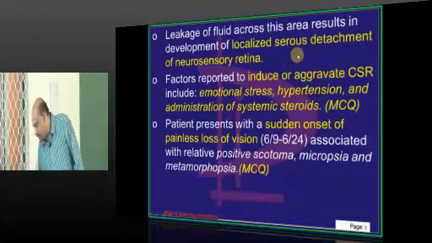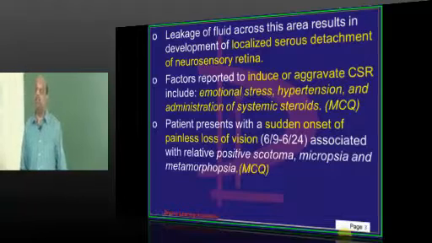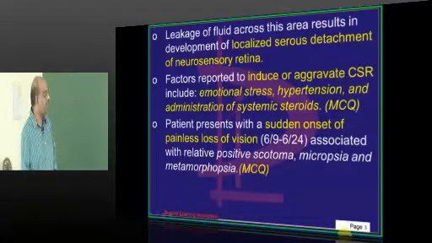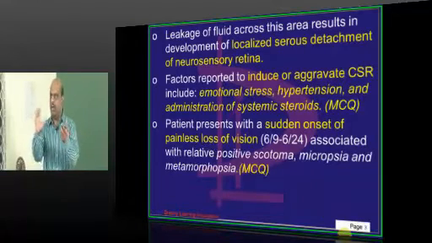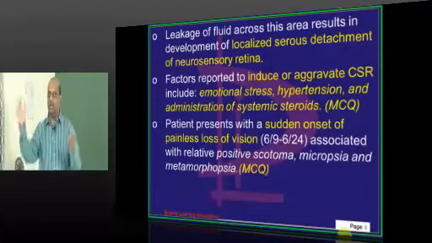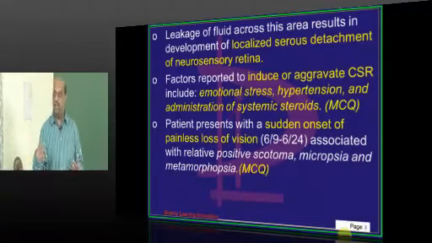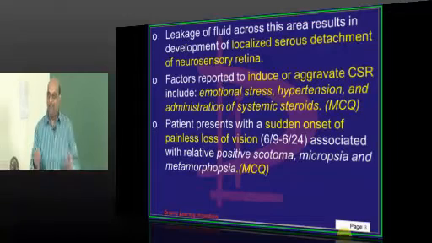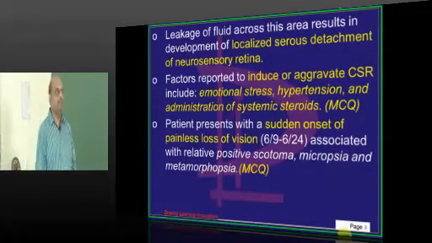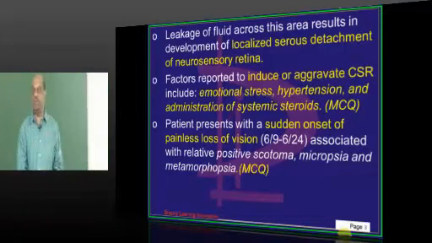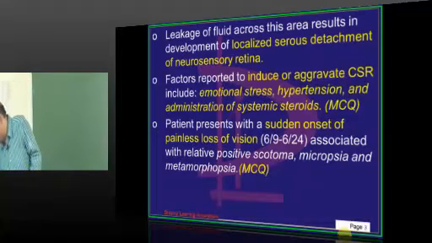with positive scotoma, micropsia, and metamorphopsia. So these are all the important features in case of central serous retinopathy. Suddenly all the buildings will look changed in their shape. Metamorphopsia. Gulliver and Lilliput. Small things look big, big things look small, etc. That is all the problem if there is any fluid underneath the neurosensory retina, is what needs to be remembered.